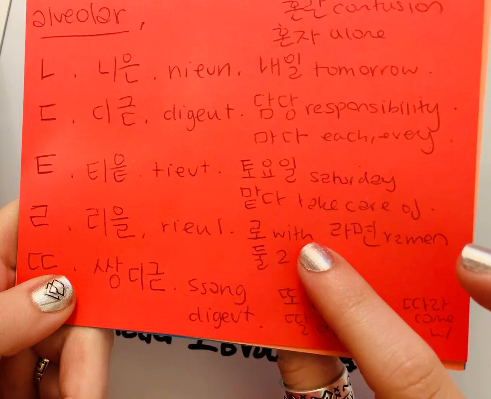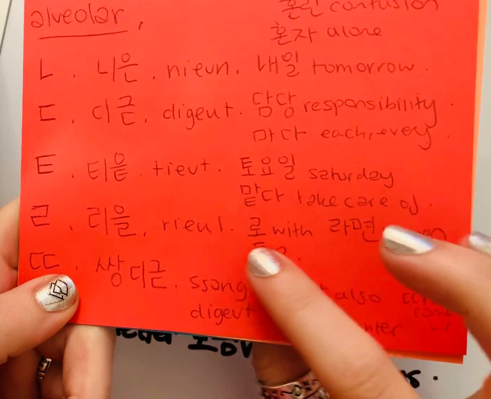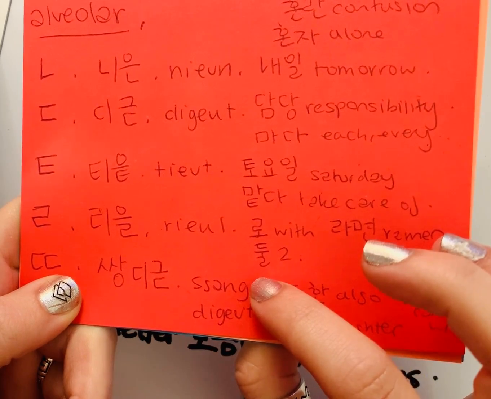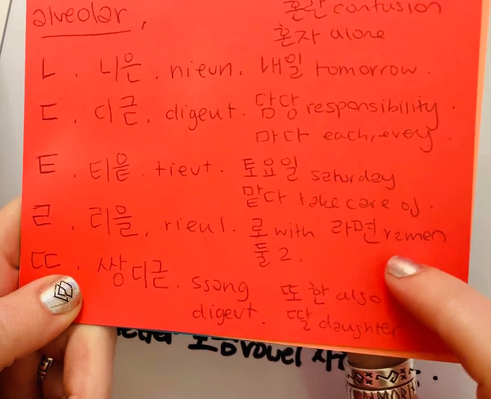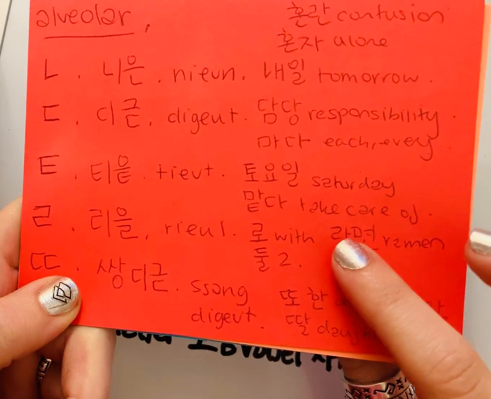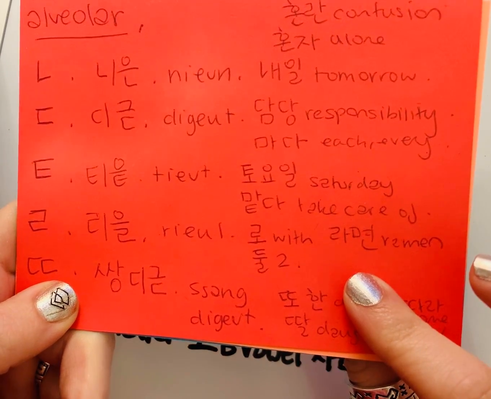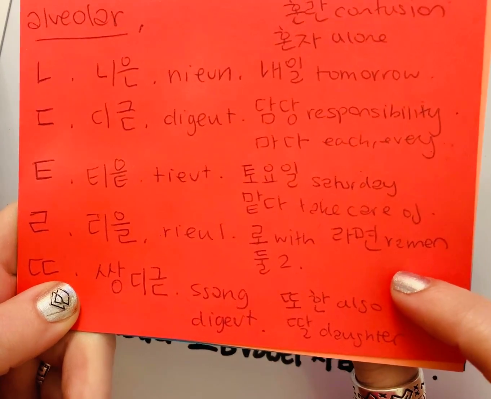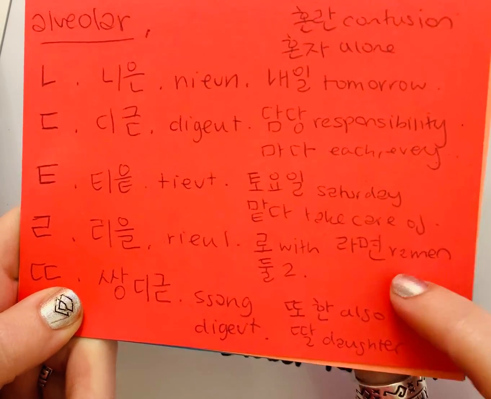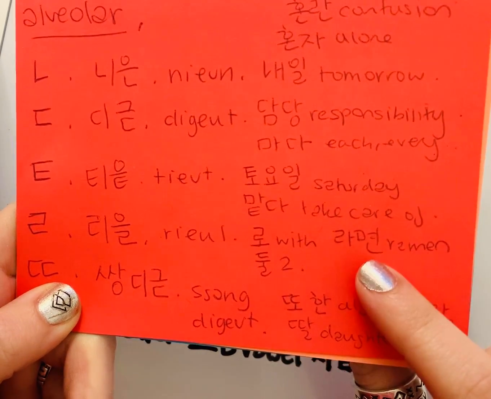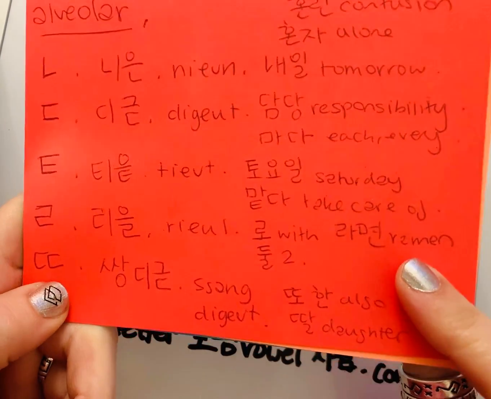And this is seen in words like 로, with, or the word for two, 둘, or my favorite snack, ramen, 라면. So when I was in Korea and I wanted to add ramen to my soup, for instance in a restaurant, I would say 라면 추가해 주세요.